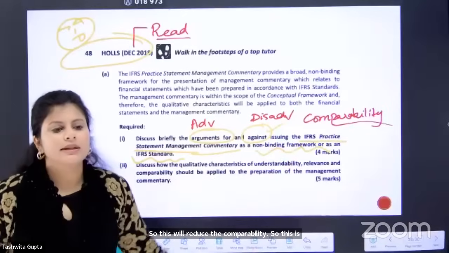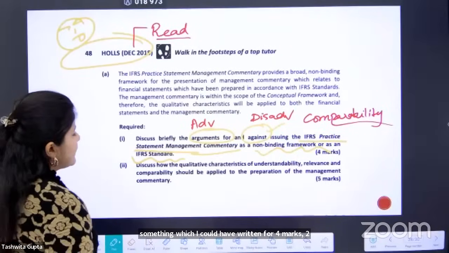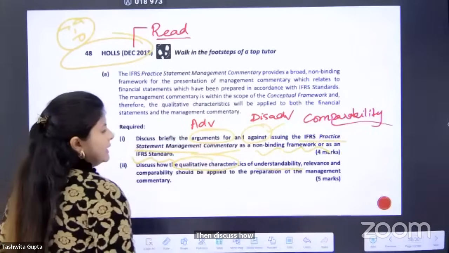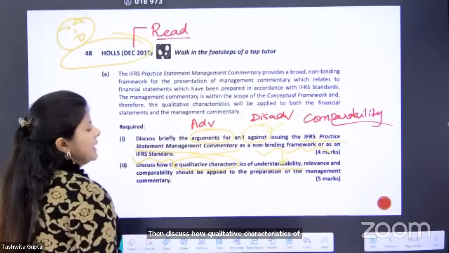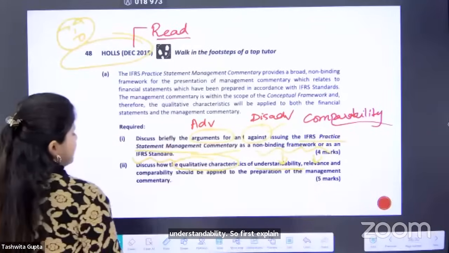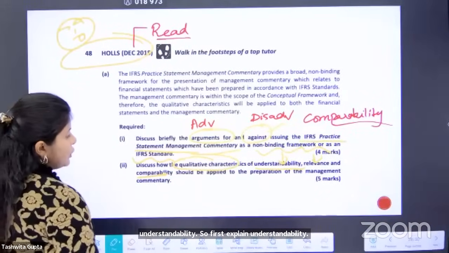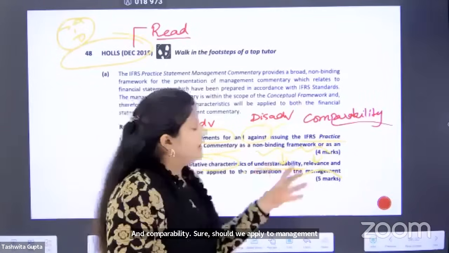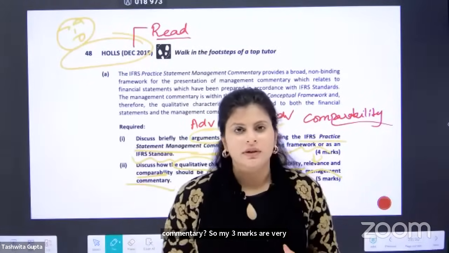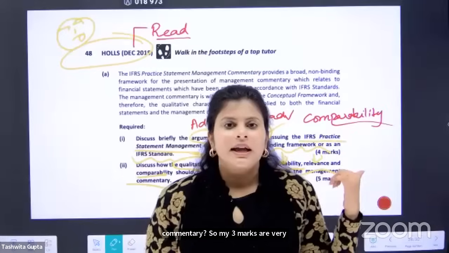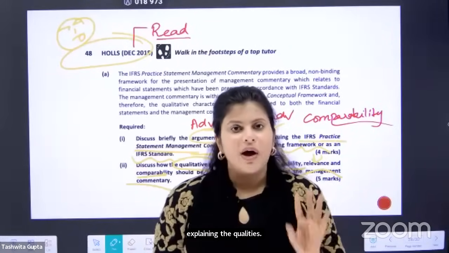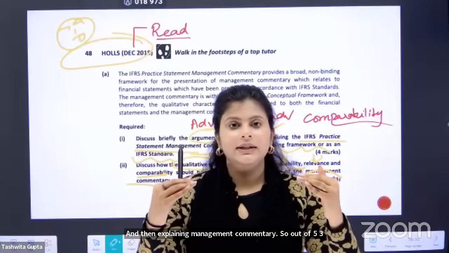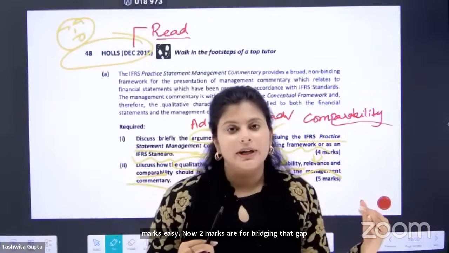2 advantages, 2 disadvantages. Then discuss how qualitative characteristics of understandability, relevance and comparability should be applied to management commentary. So first explain understandability, explain relevance and comparability. So my 3 marks are very simple here. Explaining the qualities and then explaining management commentary. So out of 5, 3 marks easy. Now 2 marks are for bridging that gap. Relating the qualities with management commentary.